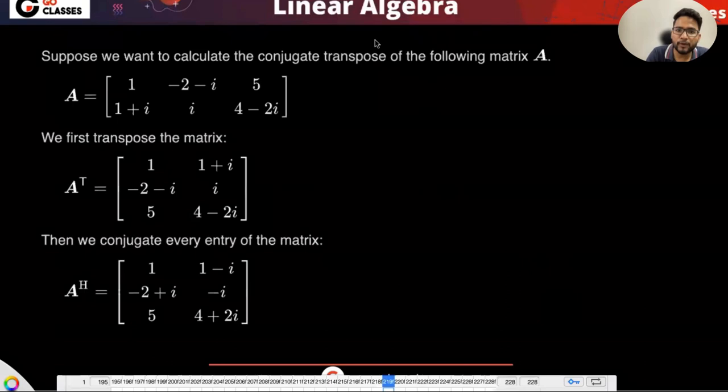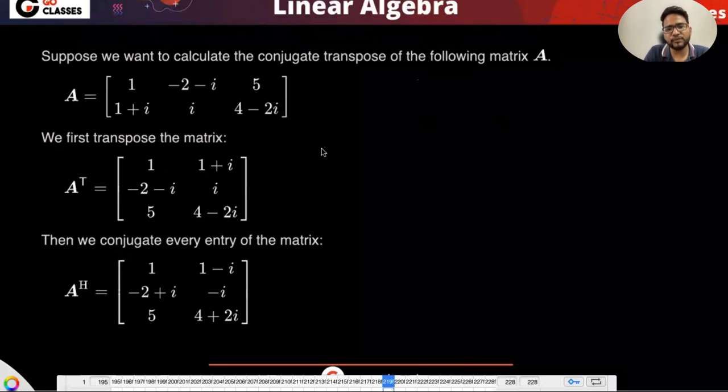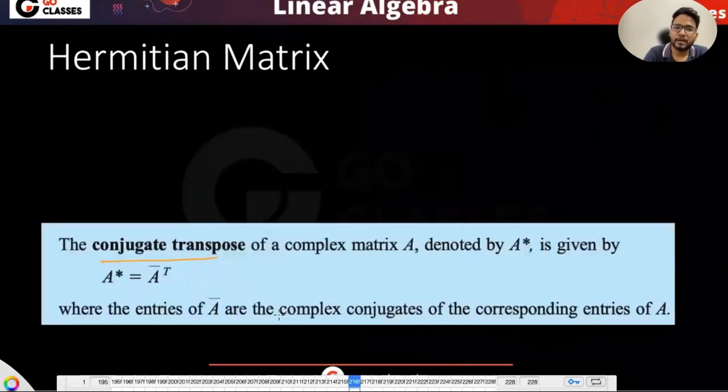Now, suppose we want to calculate the conjugate transpose of the following matrix. Then we take the transpose or the conjugate first, it does not matter. Let's suppose you take the transpose, then you conjugate it. You need to do both. That's called conjugate transpose. Okay, samajh mein aa gaya? And a Hermitian matrix is something which is the same as its conjugate transpose.